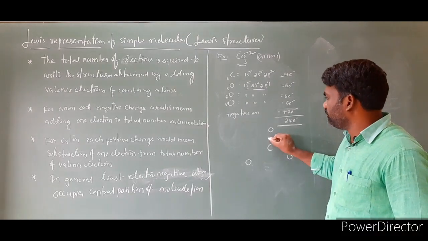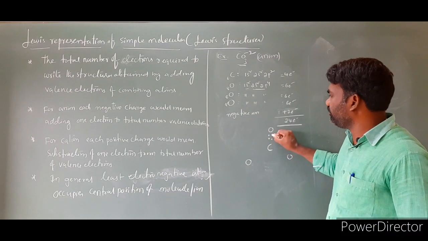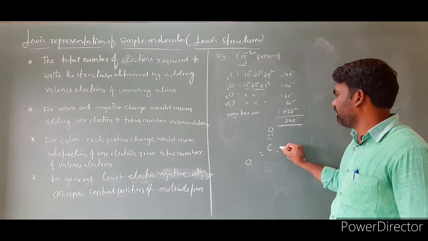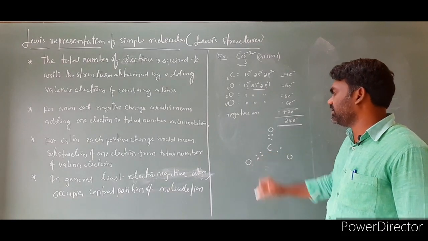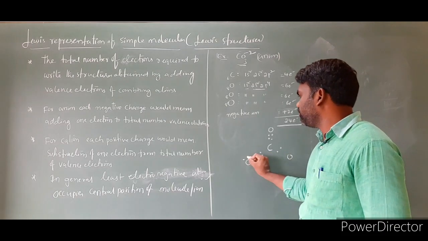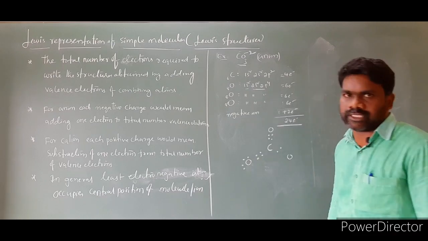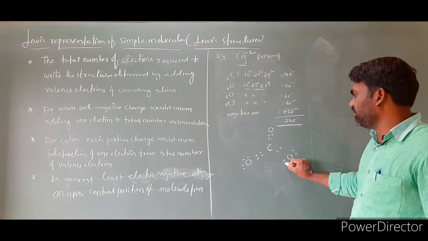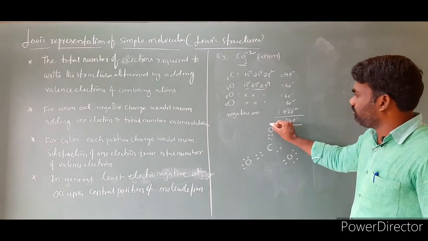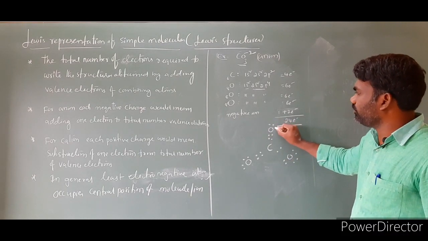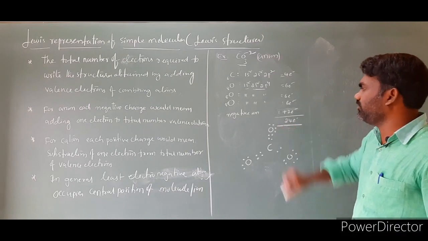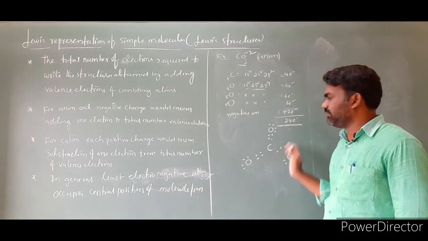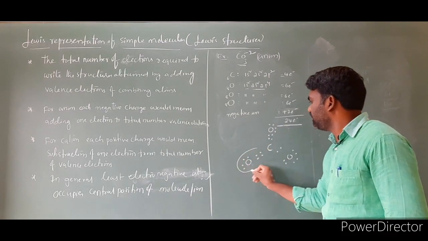So I am distributing here 1, 2, 3, 4, 5, 6, 7, 8, 9, 10, 11, 12, 13, 14, 15, 16, 17, 18, 19, 20, 21, 22, 23, 24. So I distributed 24; I gave the 24 dots to the atoms. Now share it like this.